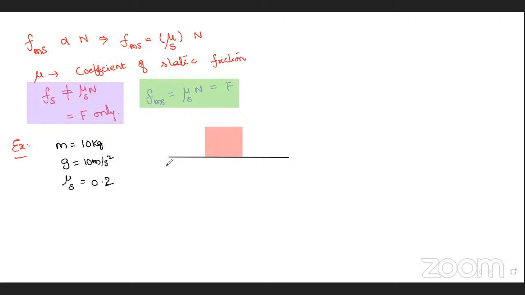Mu s is given, so surely the surface is rough. Now I am applying a force of say 15 newtons. Find the friction between the surfaces. Now you answer the question.